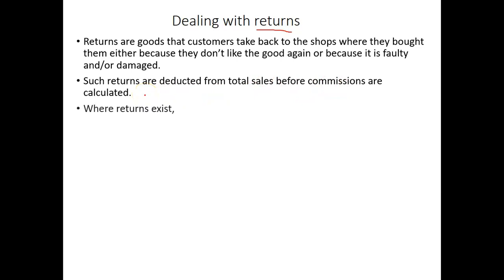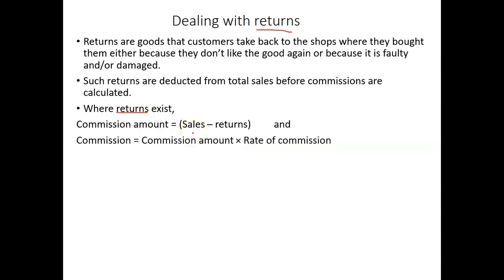So where a return exists, if there's only return in the question, you are going to find commission amount by saying sales minus returns. I hope you remember what commission amount is. That's if only return exists in the question. But you know, commission is equal to commission amount times rate of commission.